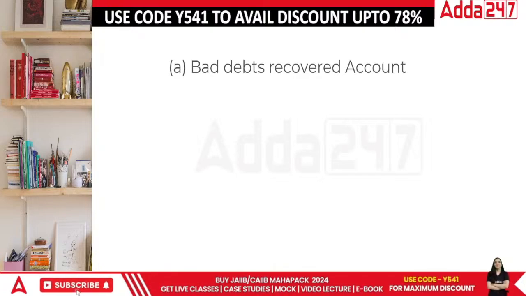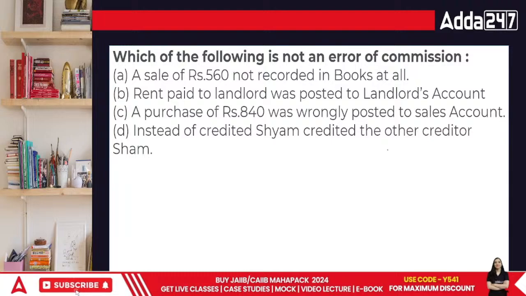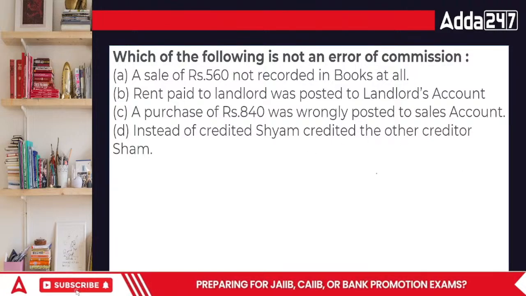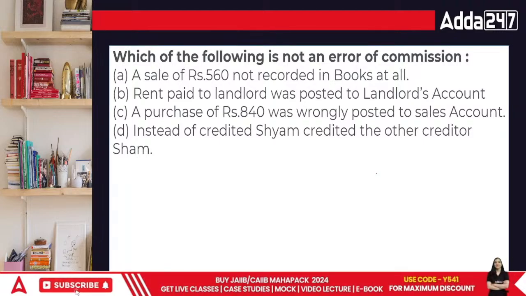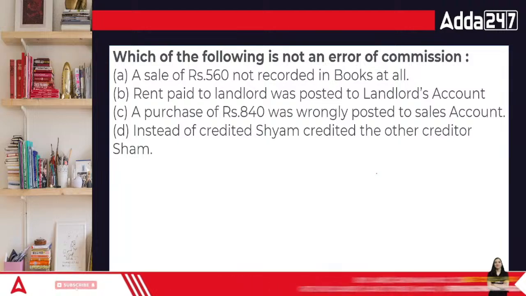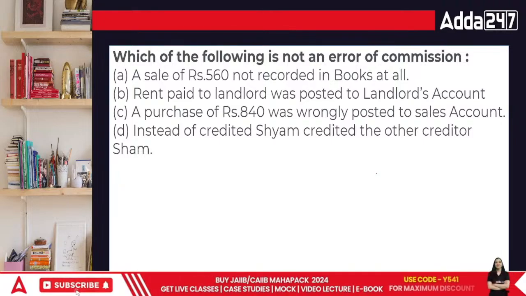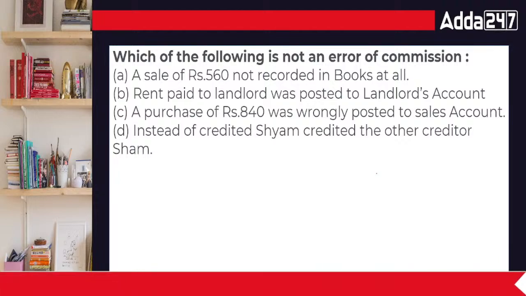Okay, let's move on to the next question. Which of the following is not an error of commission? Error of commission means zero errors, we added one more zero. We had undercast or overcasting. I wrote Ram's name instead of Sham's name. That's a very normal scenario. A sale of 560 not recorded in the books at all. Not recorded at all, it is error of omission.